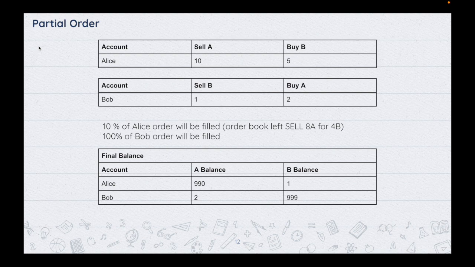So our token swap also supports partial orders. For example, when Alice sells 10 of her A tokens for 5 B tokens, and Bob sells one of his B tokens for 2 A tokens, only 10% of Alice's order will be filled. So in the order book, there will still be a remaining order of selling 8 A tokens for 4 B tokens. 100% of Bob's order will be filled. So the final balance for Alice and Bob will be that Alice will still have a minus 10 A tokens, so she'll be left with 990, and she will receive the 1 B token from Bob. Bob's balance, on the other hand, will be that he will get his 2 A tokens, and he will minus 1 B token, resulting in a balance of 999 B tokens.